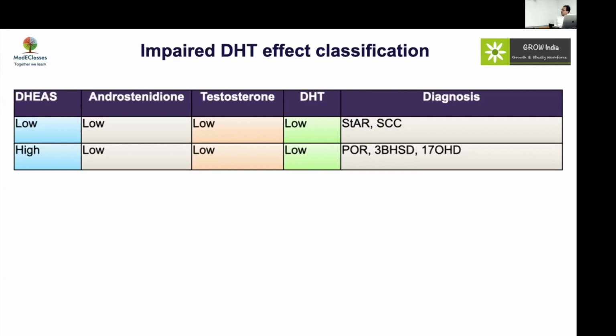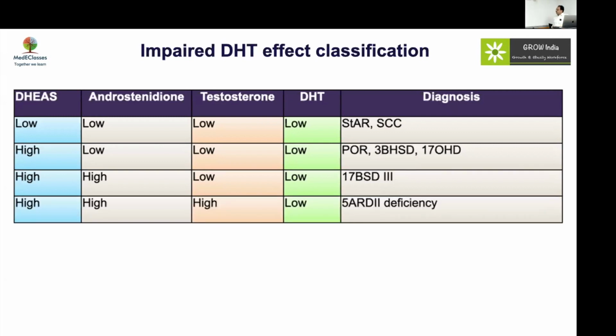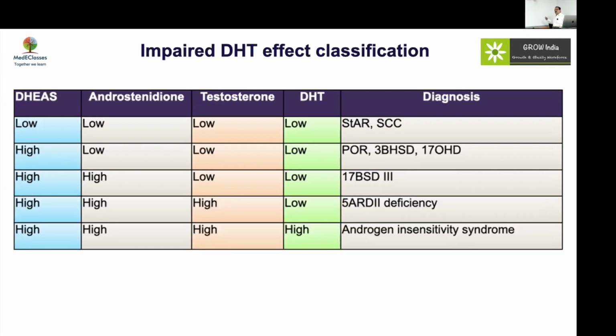You've got high DHEAS, high androstenedione, low testo. That is 17-beta-HSD. You have high DHEAS, high andro, high testo, low DHT: 5-alpha reductase. All high: androgen insensitivity.